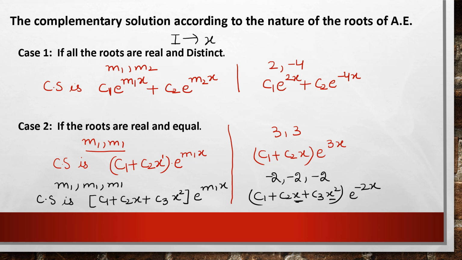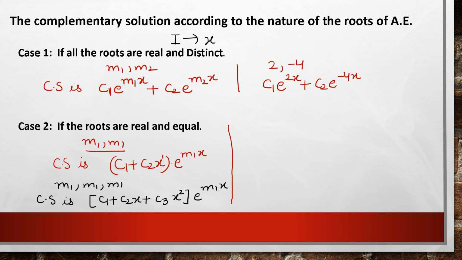And we'll see one another case. Now let's assume when I solve the question, I got the roots like 2, 4, 3, 3. So here 3, 3 are repeated roots, and 2 and 4 are real and distinct roots. Then how will we write the solution? Here we'll apply case number 1 as well as case number 2.